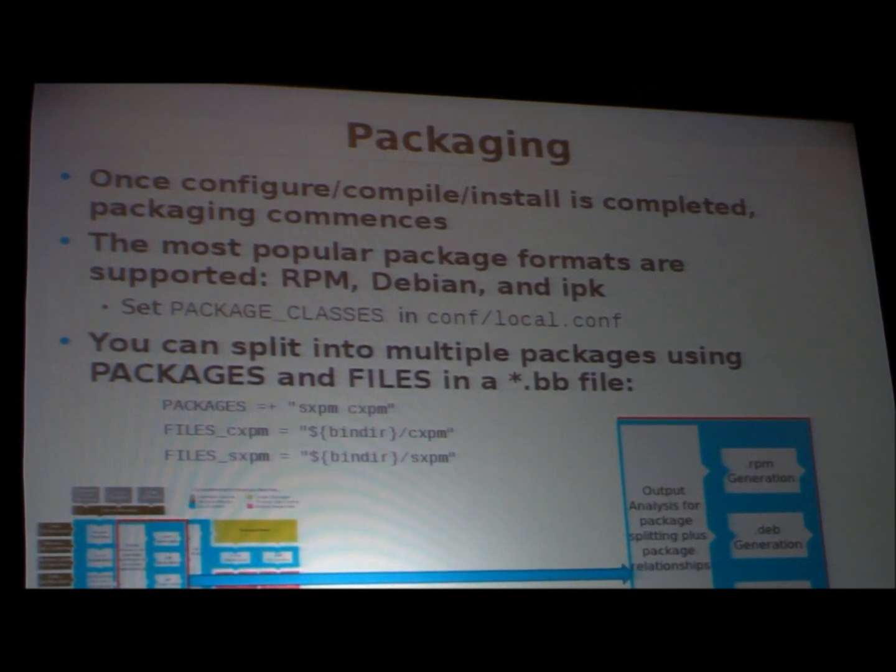We then package things for those particular package formats from within the recipe directory. In this case, the example being shown is SXP and CXMP, and what files go into those. So basically splitting up two files so that you can then do dependencies or installation into your actual target system of only one of those instead of having them all glommed together. So it gives high flexibility to that.